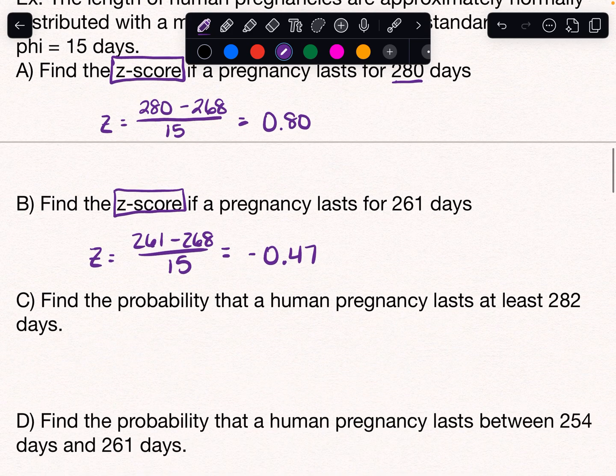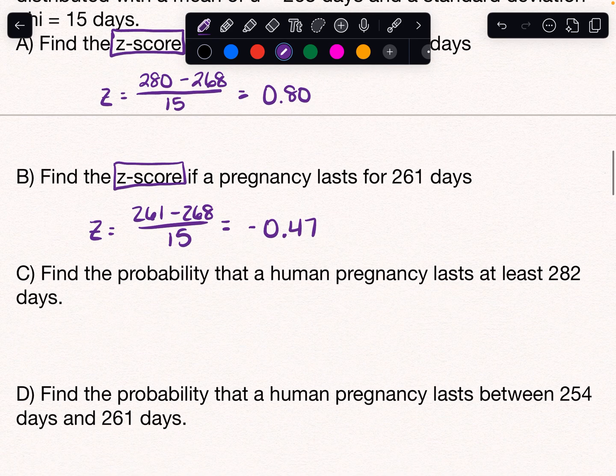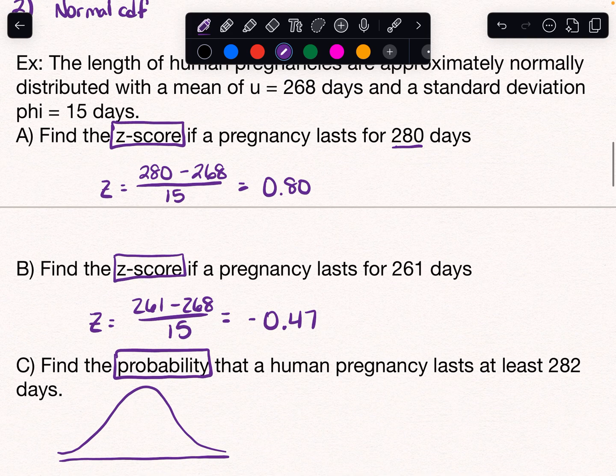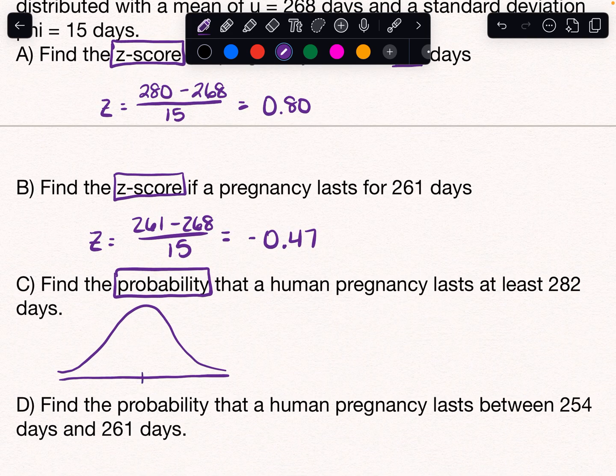Okay, find the probability that a human pregnancy lasts at least 282 days. So now it's asking for probabilities. So that means I need to find the area underneath the density curve. So I'm going to draw a normal distribution graph so that way I could visualize what it's actually asking me. From the original stuff, I know the mean is 268, so that is the center of my data. Standard deviation is 15, so that's just telling me how spread apart the data is.